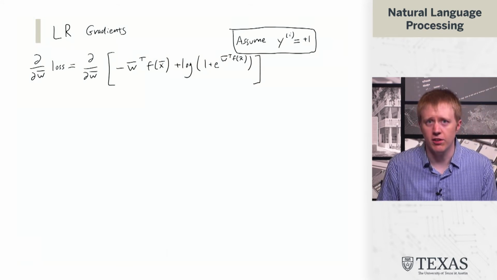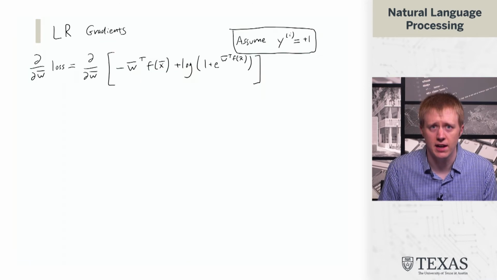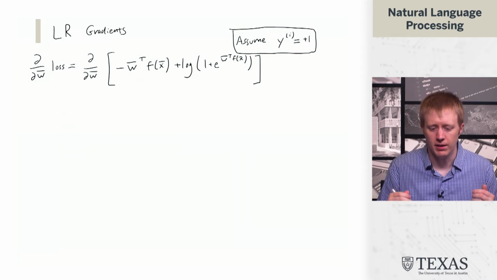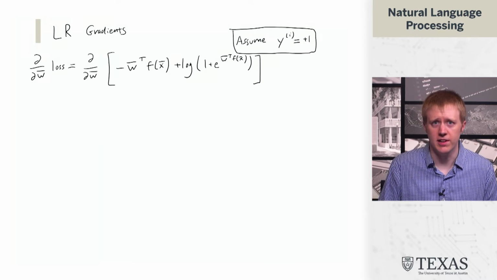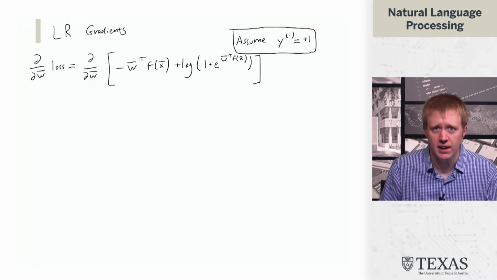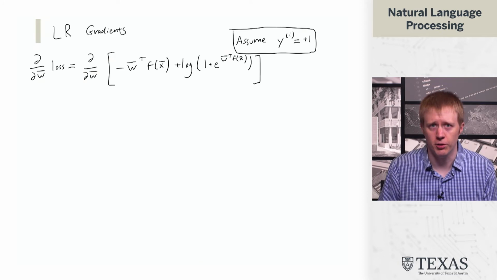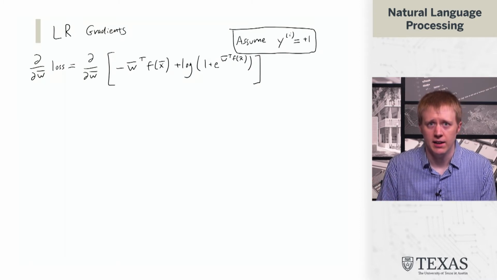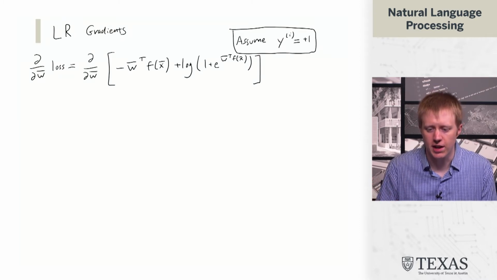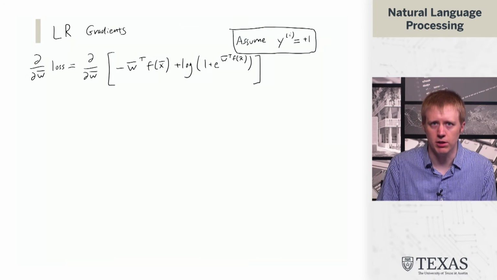Again, the log breaks up the division, and the numerator was this e to the w transpose f of x thing. The log also kills off the exponential, and then you negate it. And then in the denominator, we end up with this slightly ugly log of 1 plus e to the something, which cannot be broken up because you can't commute log past a sum.